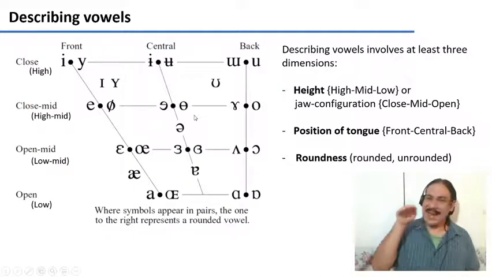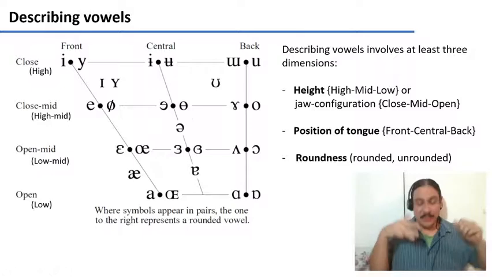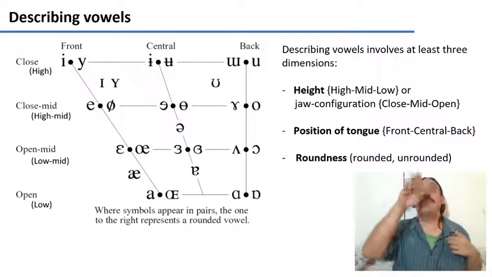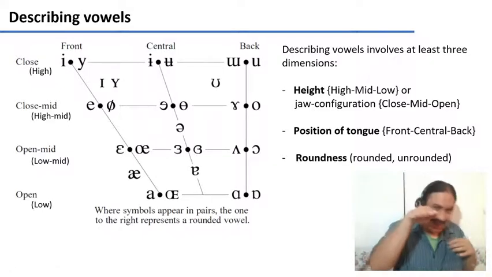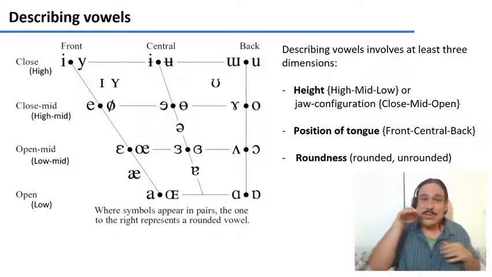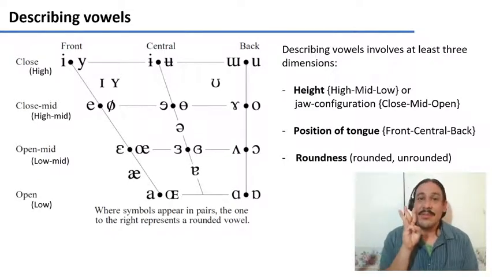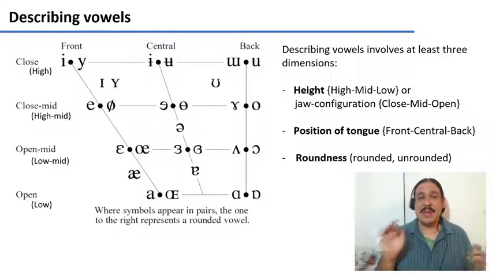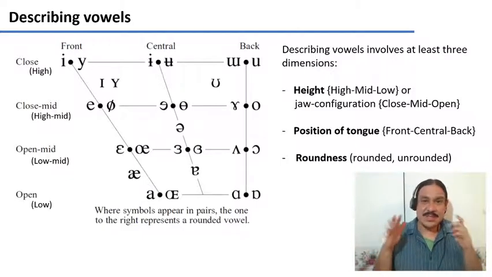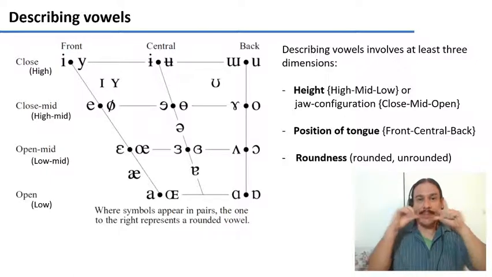So your tongue goes back and forth. So within your mouth, your tongue can be going up or down and back and forth. And those are the two main things that we're going to be looking at. A third thing the vowels can do is be rounded or not. And of course, the articulator that gets rounded is your lips.